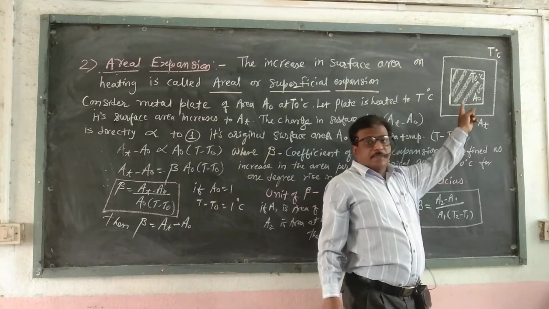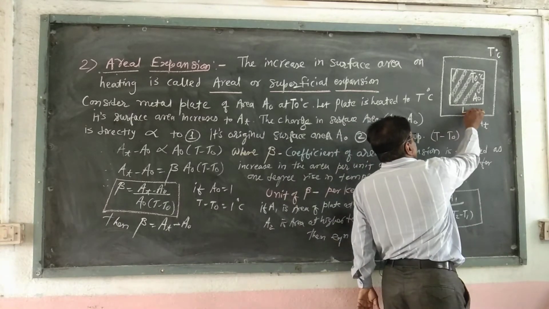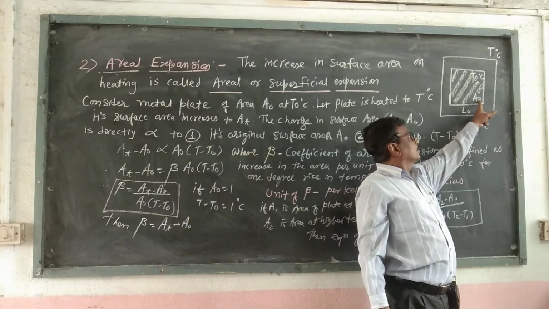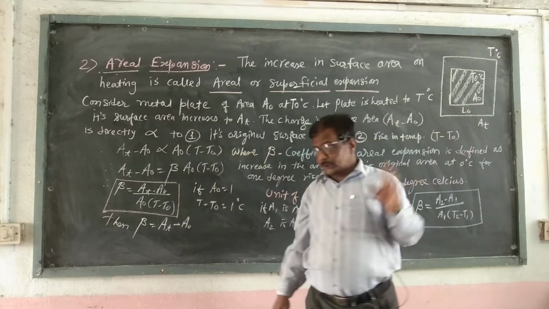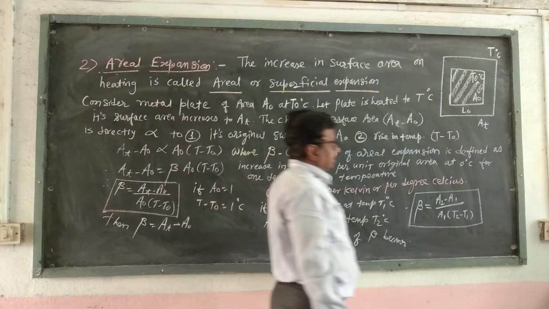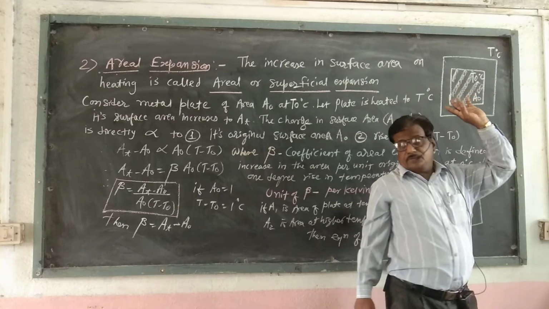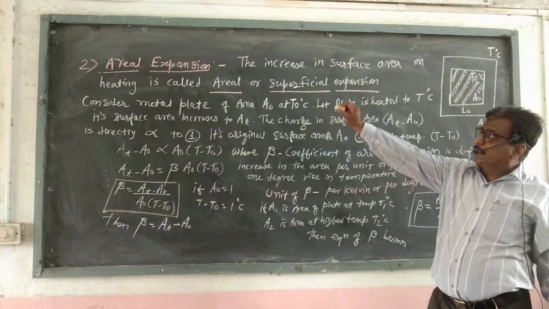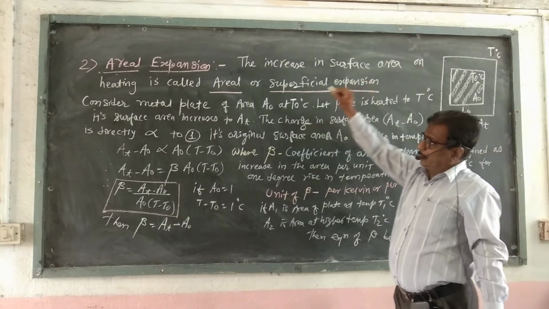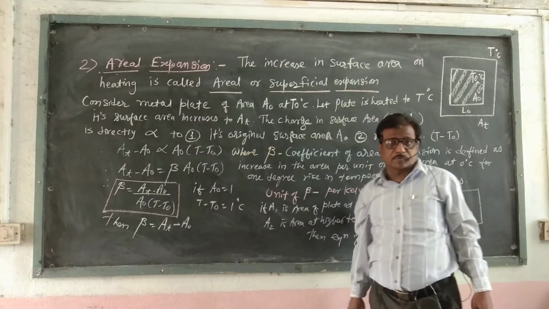For that we consider a metal plate. Its length is L0 at T0 degree Celsius. So its cross-section area is A0 at T0 degree Celsius. If we heat the metal plate, what happens? Its area changes. Area becomes A at T degree Celsius. So we define what is meant by areal expansion. The increase in surface area on heating is called areal or superficial expansion of solid.